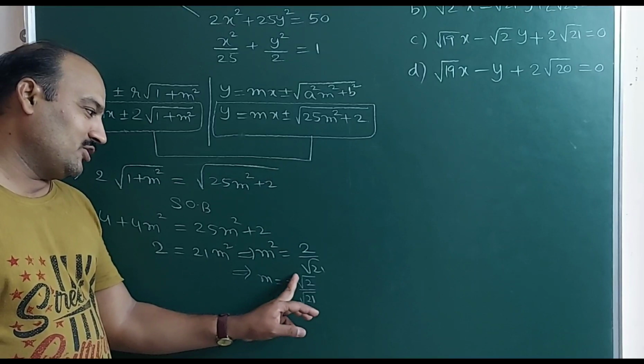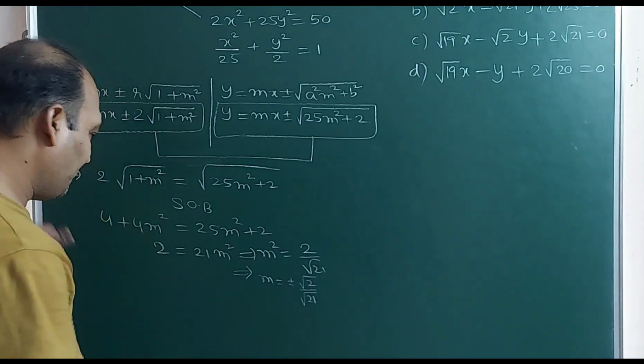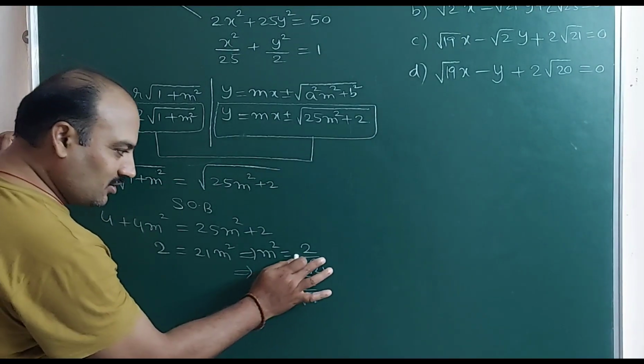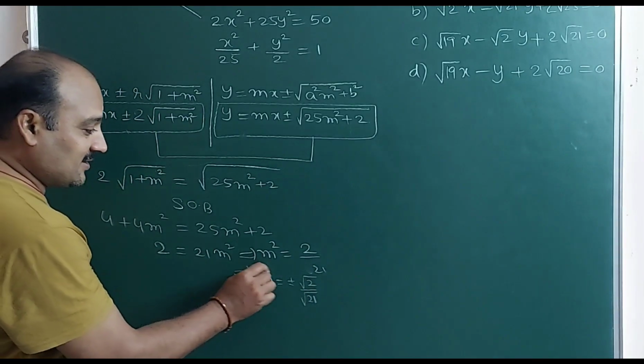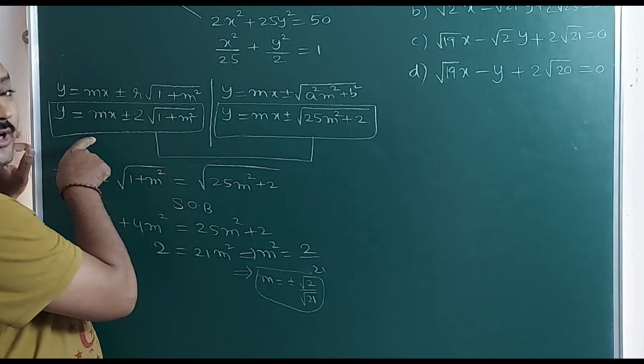The m value is plus or minus root 2 by root 21. Yes, the m value we got, but the c value we still have to get.